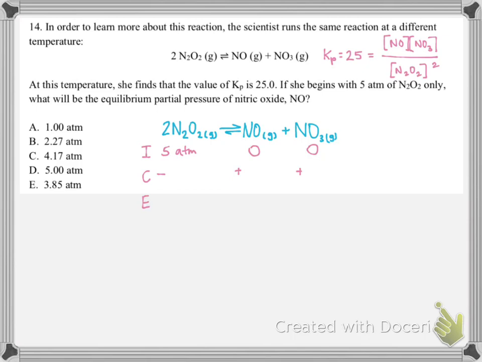Okay. So my change again will be the coefficient times x. We'll have minus 2x there, plus x, and plus x. To get my equilibrium row then, I'll have 5 minus 2x for the N2O2. And then for both of these products, I'll just have x as my value.